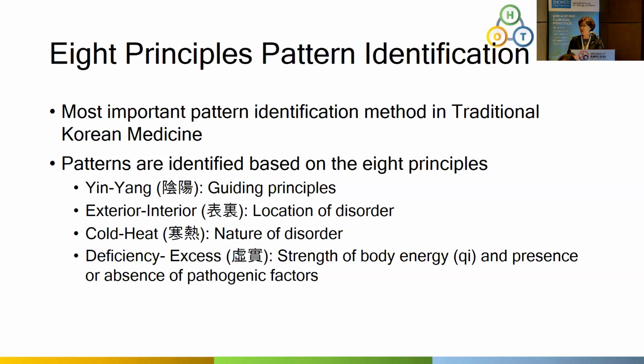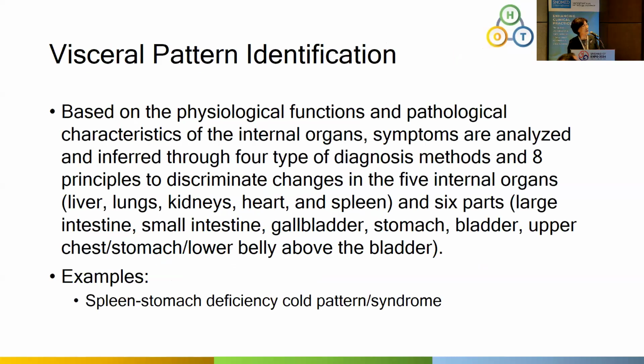Okay, so this was a really difficult part for me to understand. So anyway, that's the 8 principles. And there is a visceral pattern identification. It is based on physiological functions and the pathological characteristics of internal organs. Internal organs, such as intestine, stomach, kidney, there are 5 internal organs that they analyze. And then they infer through 4 types of diagnosis methods and the 8 principles I talked about, okay?